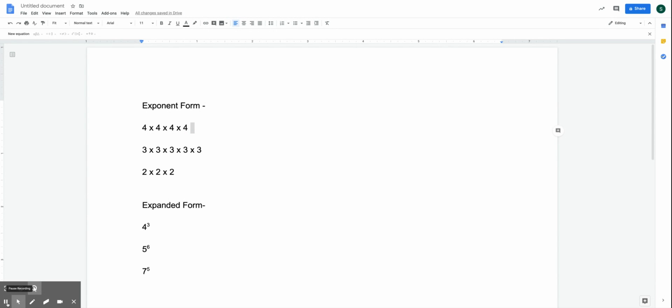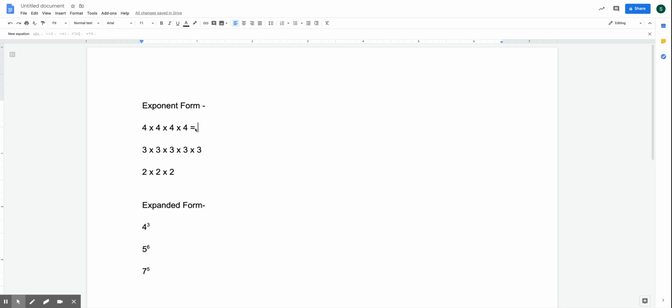Hi everyone. We are going to work on a few of the different problem types that you are going to see this week in your spiral review math problems. The first type of problem is going to have exponent form and expanded form. Exponent form is when it gives you a problem like 4 times 4 times 4 times 4, and it wants you to put it as an exponent.